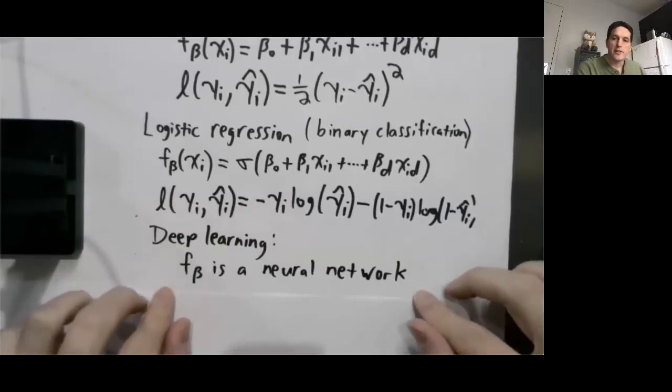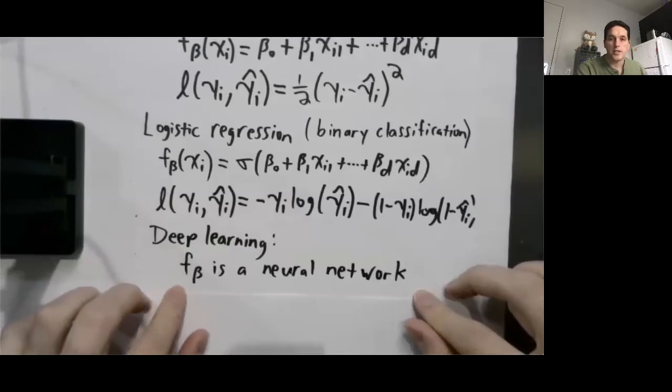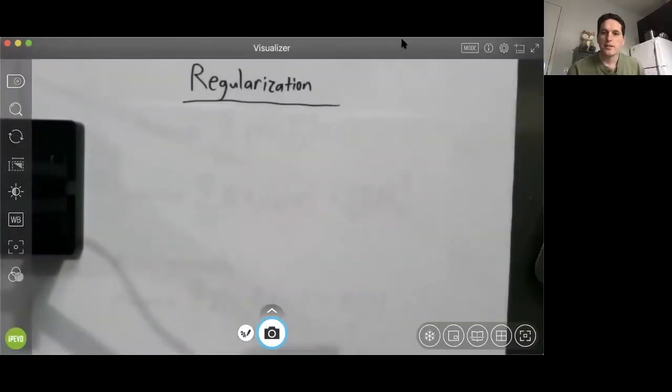Other machine learning algorithms follow the same recipe. For example, f sub beta could be a decision tree. When we train a decision tree, we're using the same recipe. Now we're ready to introduce the idea of regularization. We mentioned that overfitting happens when your model is too flexible, and regularization is one strategy for addressing that problem.